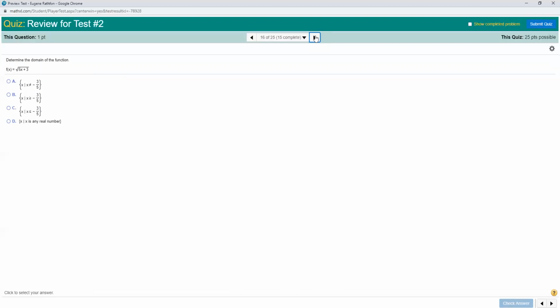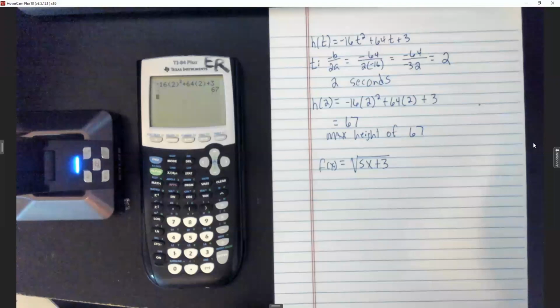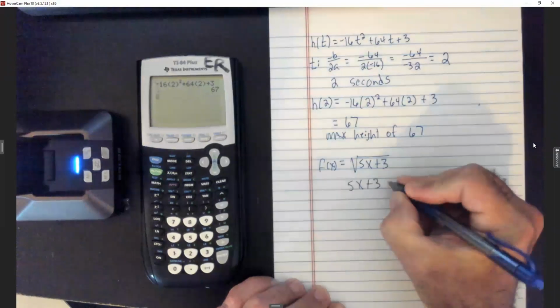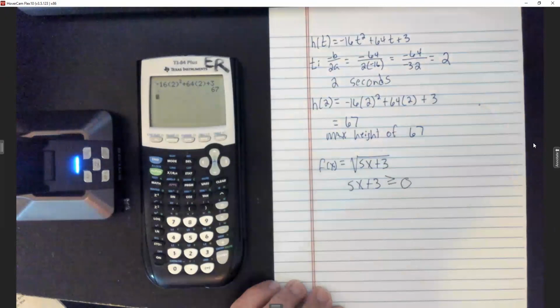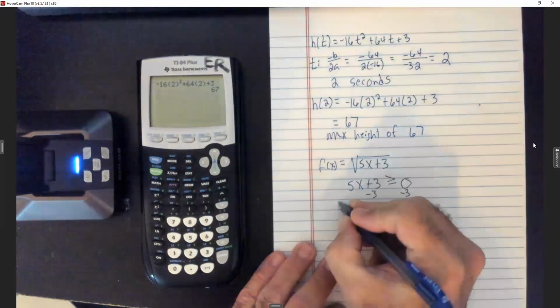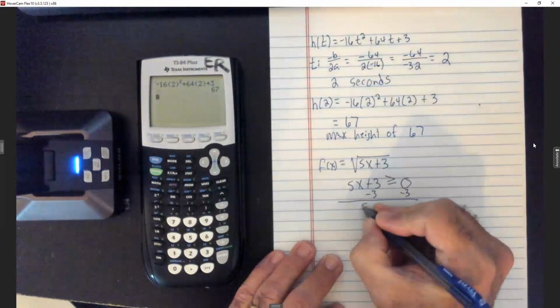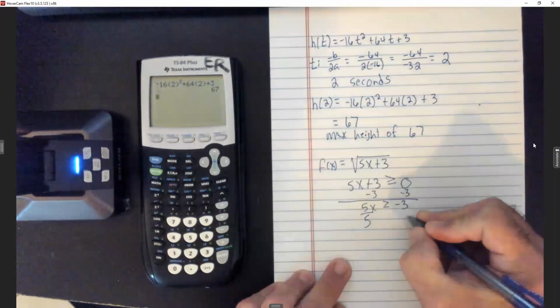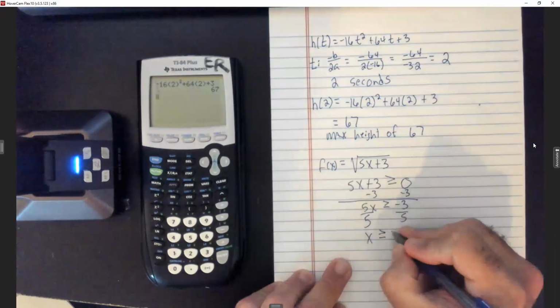All right, find the domain. What is that? F of x equals the square root of 5x plus 3. Let me switch screens real quick and show you what I do on that one. The domain of a radical like this, you take what's underneath the radical, 5x plus 3, which has to be greater than or equal to 0. And then you solve that. So subtract 3. I get 5x is greater than or equal to negative 3, and then divide by 5. So x has to be greater than or equal to negative 3/5.